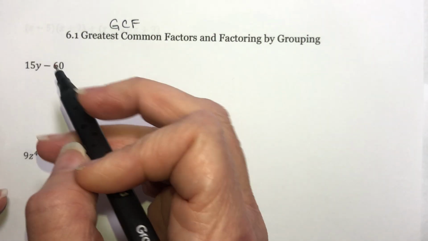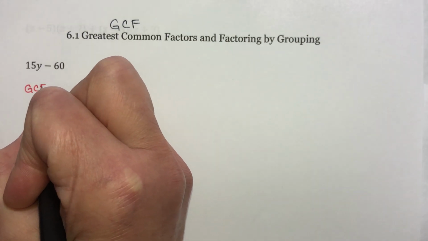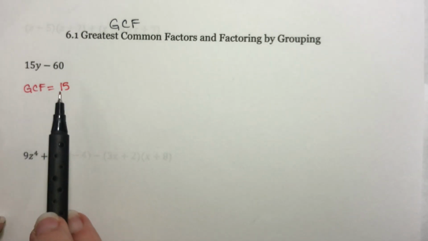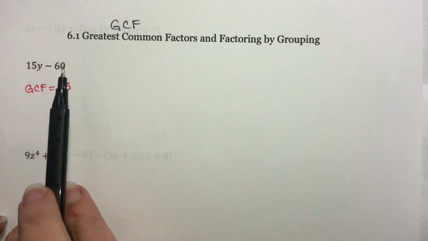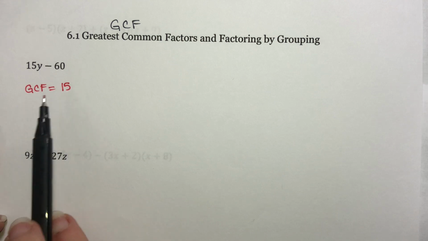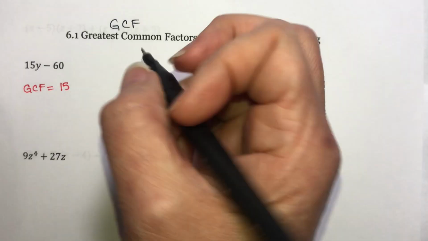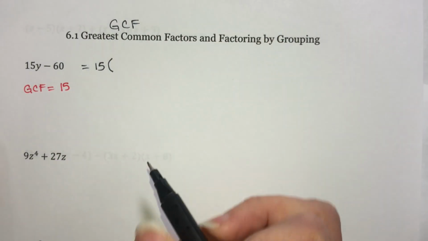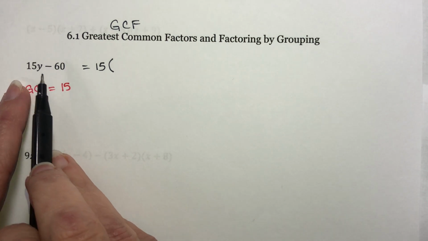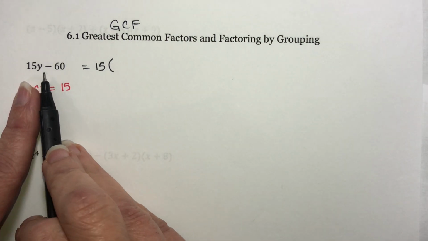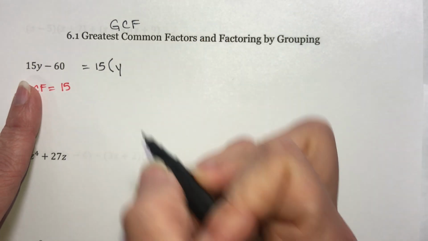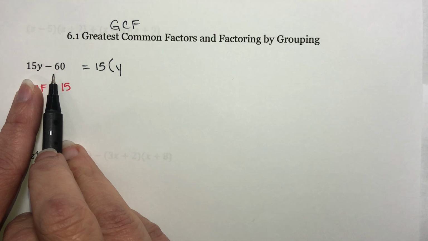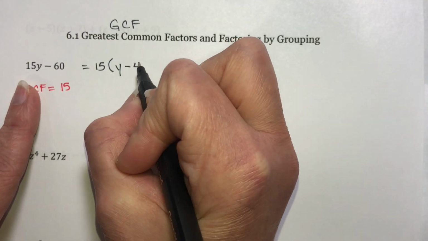The largest number that divides into both, our GCF, is going to be 15. 15 divides evenly into 15y. 15 also divides evenly into 60. So what we're going to do is we're going to rewrite this as a distribution problem. And we're going to write 15 on the outside. And then think about what we would have to multiply by in order to get back to here. 15 times something gives you 15y, and that's going to be y. 15 times something is going to give you negative 60. And that's going to be a minus 4.